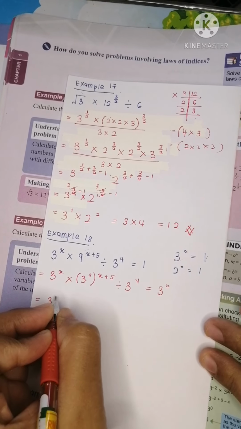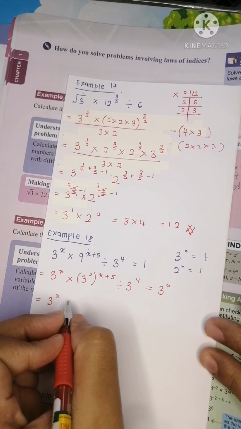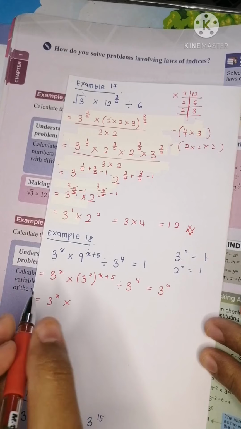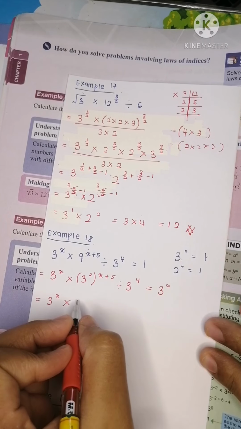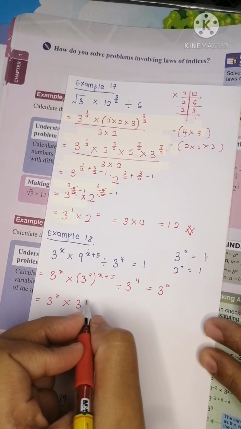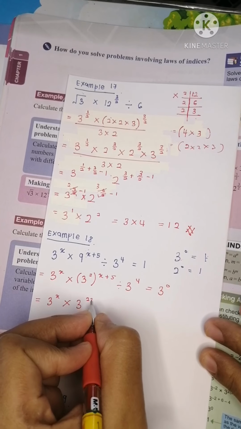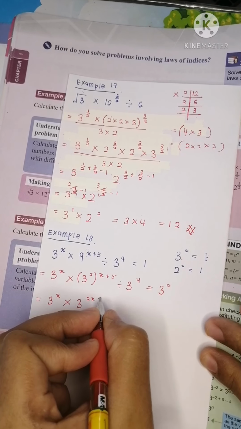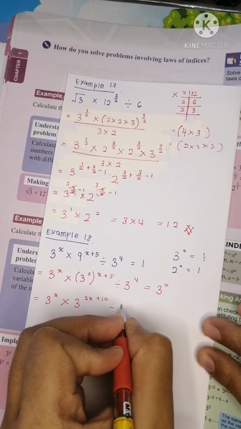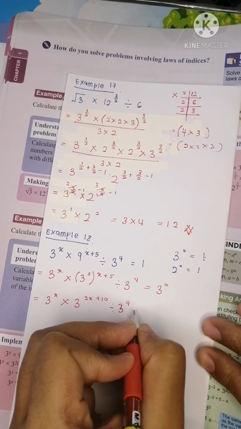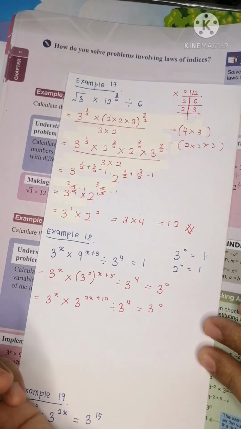3 to the power of x. Now solve the bracket first. Multiply: 2 times 2 times x, 2x, 2 times 5, 10, divided by 3 to the power of 4, equal to 3 to the power of 0.